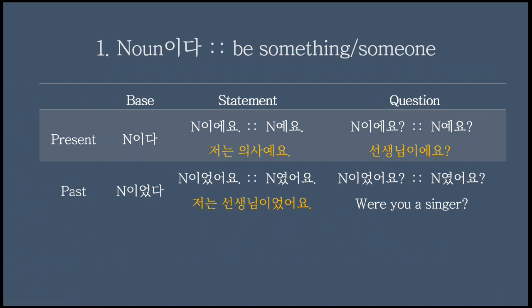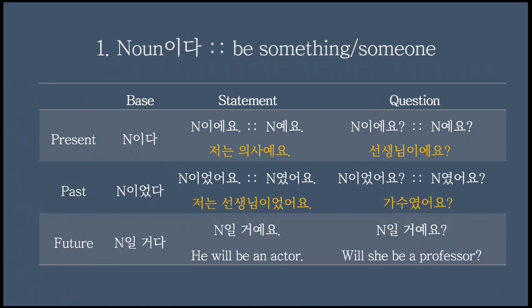How about the question? Just increase the intonation. How would you say, were you a singer? 가수였어요? Again, we are hiding the subjects here because it's obvious in the context. 자, let's talk about the future tense. 자, for the future tense, we have to say noun일 거다. In conjugated form, noun일 거예요.